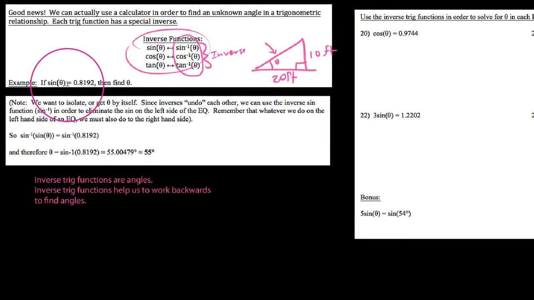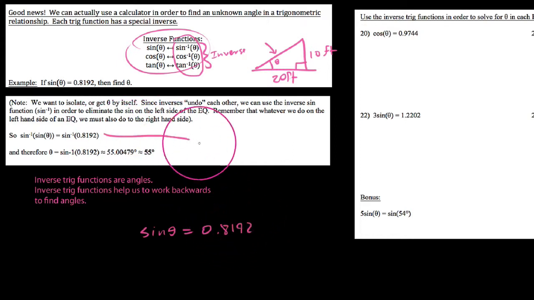We said if sine of theta were equal to 0.8192. Essentially, what we're saying here is this. If the sine of some angle that we don't know, this angle right here, gave us this answer right here, could we work backwards to find out what the angle theta is? And the nice thing is we can actually do this. So we say the sine of theta equals 0.8192, and I'm just grabbing that from here.